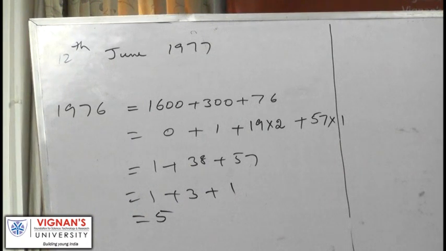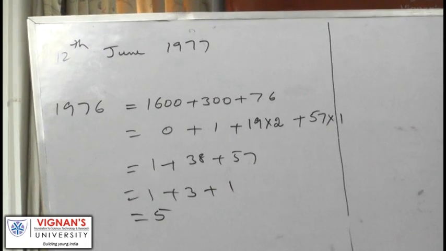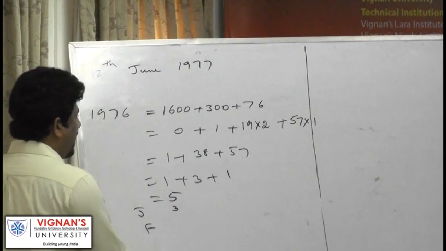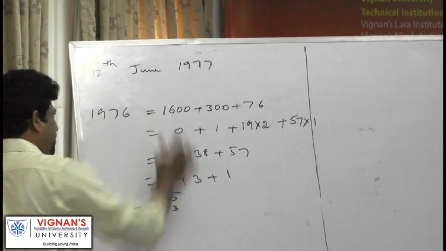Now let us calculate in the next 5 months of 1977. January, February, March. January has how many? 3. February has, is it a leap year or an ordinary year?